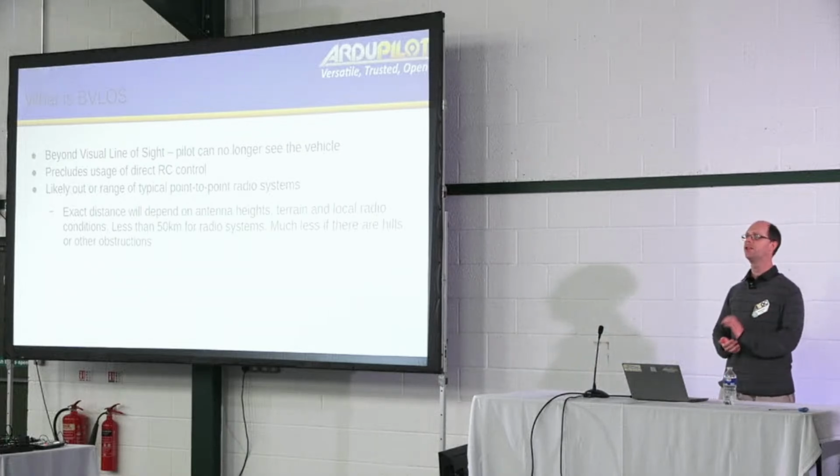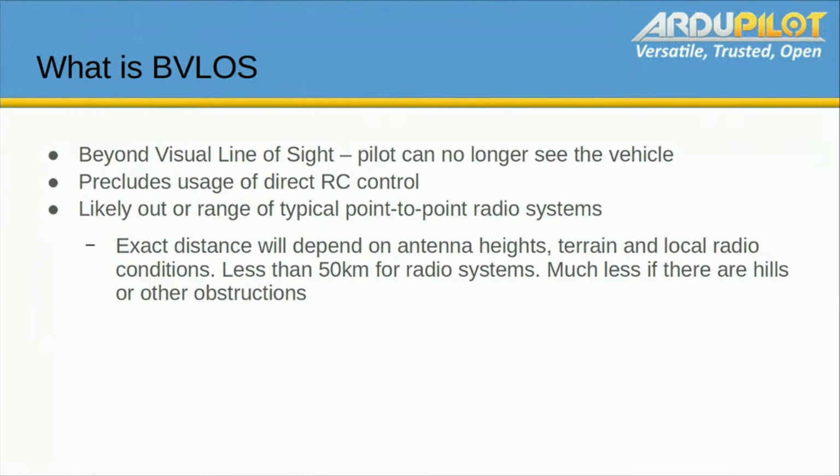Everyone here probably knows what BVLOS is, but for the people that don't, it's beyond visual line of sight. The pilot can no longer see the vehicle clearly enough to directly control it with RC. So at that point, you are dependent upon your GCS and your data links to control the vehicle. You're likely out of range of your typical point-to-point SiK-based, RFD-based radio systems, so you start looking at more complex data link architectures.